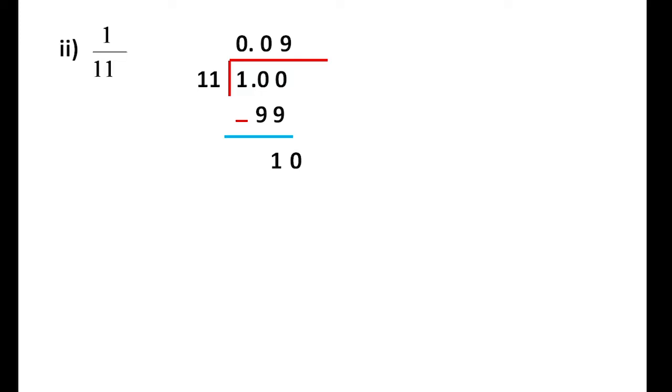Again we can enter 0. So again 10 comes. Again we know that we cannot take 11 from 10. So enter 0 in the quotient. Again one more 0. So in 100 how many 11s are there? We know that 9 times 11 is 99 comes. Same numbers are repeating, right? Here the remainder is repeating. That means the digits in the quotient also will be repeating.